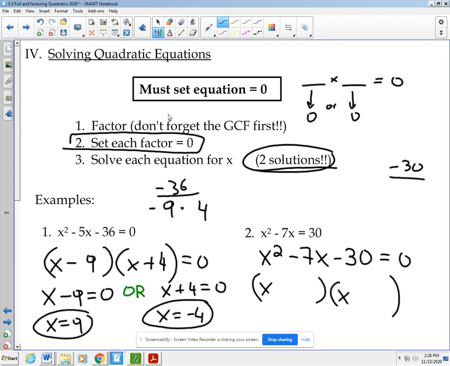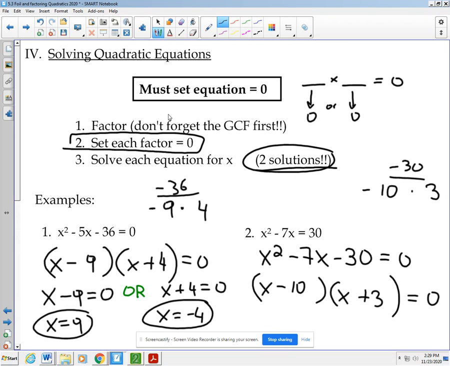Which pair would I pick? I would pick 10 and 3. And you tell me one has to be negative, one has to be positive. Which one is negative? It has to be negative 10. Why negative 10? Because negative 10 plus 3 is equal to negative 7. So the factoring is x minus 10, x plus 3 is equal to 0.